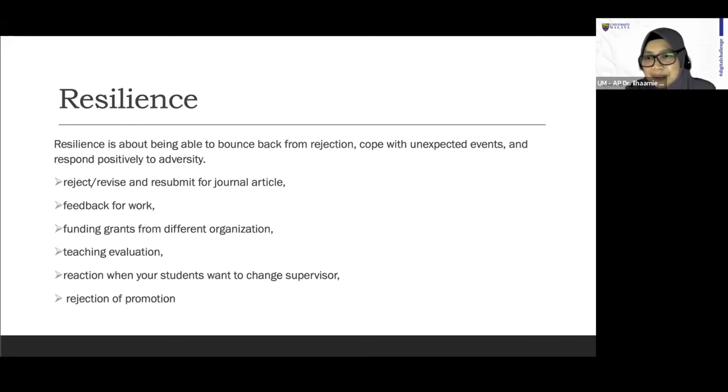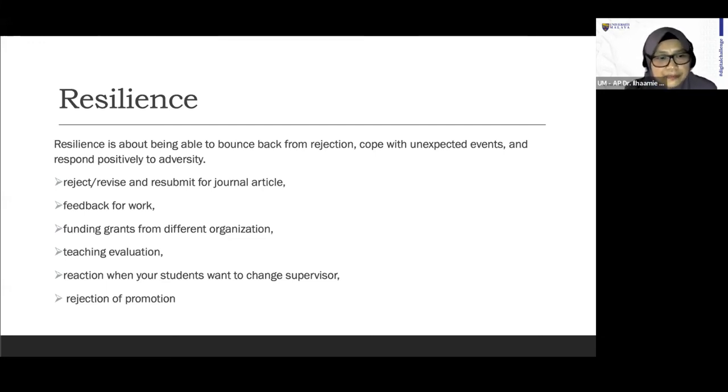You can submit to other funding organizations, not just our university. For example, with FRGS, if your proposal got rejected, you cannot submit a similar topic next year. No, it's a big no, because FRGS has some kind of system where they can detect it, especially if your executive summary is similar and you do not revise your executive summary.